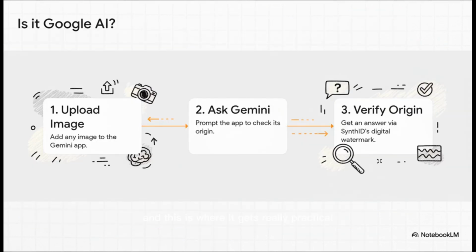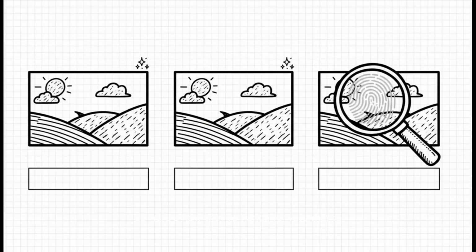And this is where it gets really practical. Google is putting the verification tool right in your hands. It's actually super simple. You can just upload an image into the Gemini app and ask it, hey, was this made by Google AI? And thanks to SynthID, the app can read that invisible watermark and give you a straight answer.